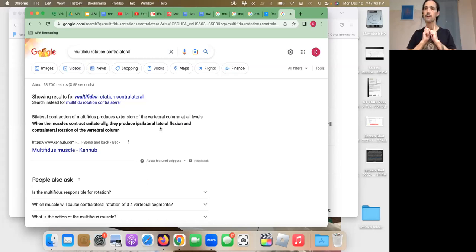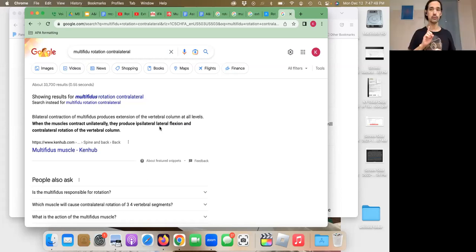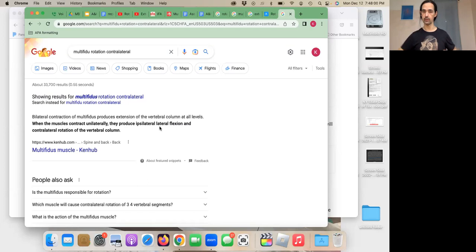Does that make sense? Yeah, so unilateral is one side of the body off the midline. The right side is unilateral, the left side is unilateral, both sides are bilateral. Okay. Perfect.